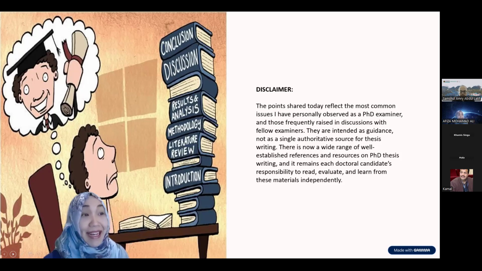So my sharing today is just a guidance, not a single authoritative source for thesis writing. As you know, there's no excuse. There are so many references and resources out there on PhD thesis writing, and it's your responsibility to access them and learn from them independently. Your supervisor can only do so much, but don't let it get to the end of the line, whereby the examiner comments come in and you start to realize, alamak, in Malaysian slang, my supervisor said that and I didn't do it. So that's no excuse for you.